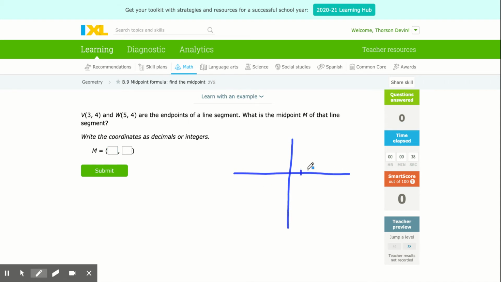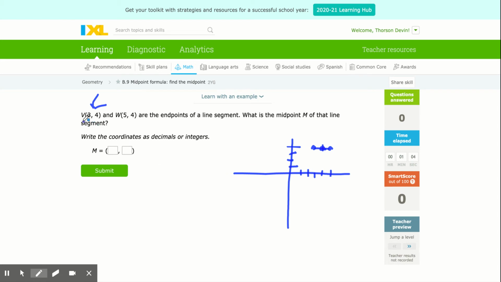So again, if I go over 3 and I go up 1, 2, 3, 4, that's that first point. This point here, 3, 4. Then if I go over 5 and up 4, I find that second point. And what we want to do is find the midpoint between the two. We want to find where it is right in between. It's a very simple process.